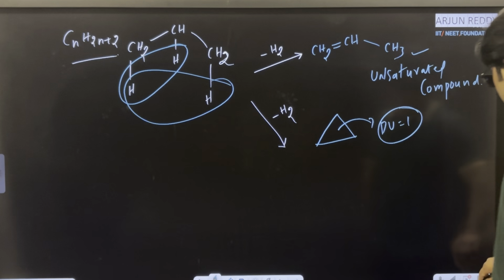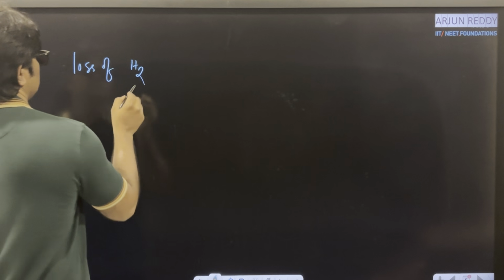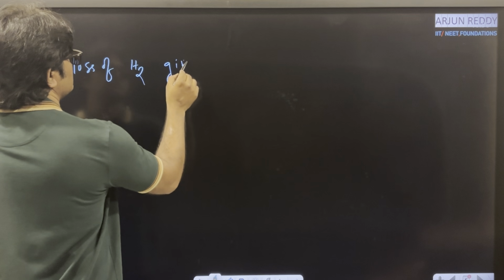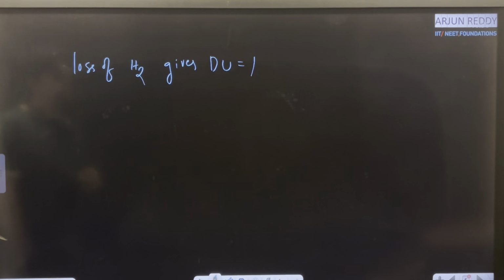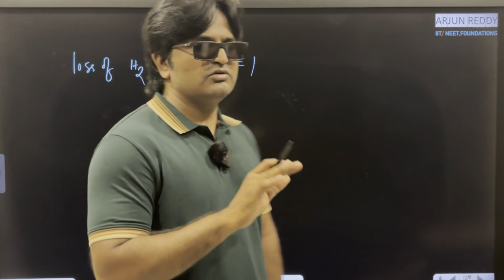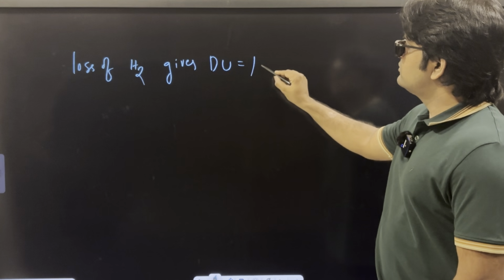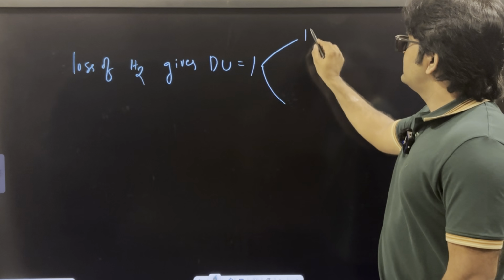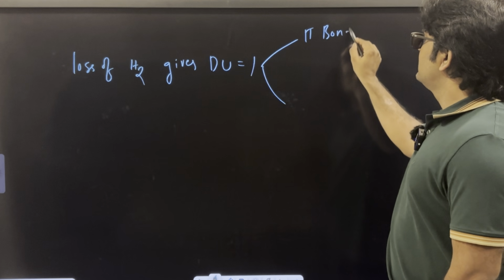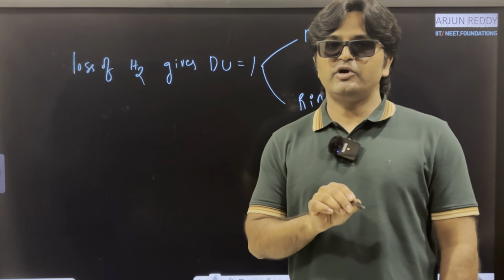Same point I am writing here. Loss of H2 gives degree of unsaturation equals 1. Degree of unsaturation, nothing but DU equals 1, and here two possibilities are there. DU equals 1 means that may be a pi bond or that may be a ring. Very important point.